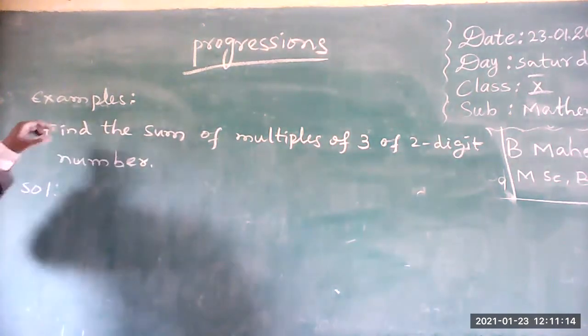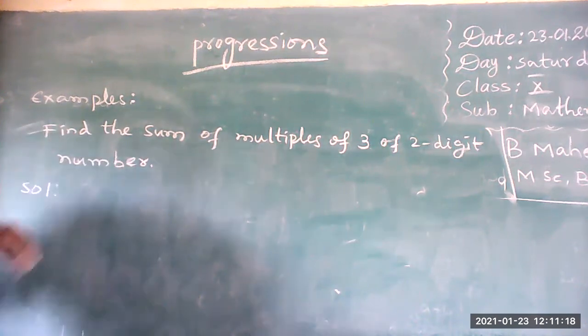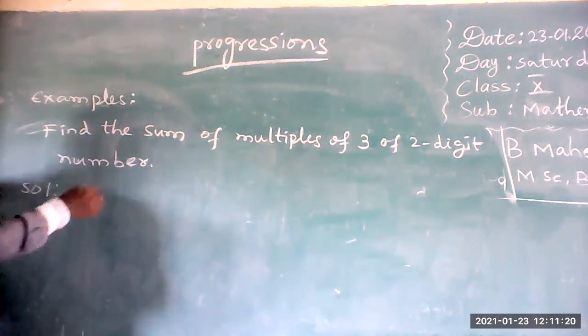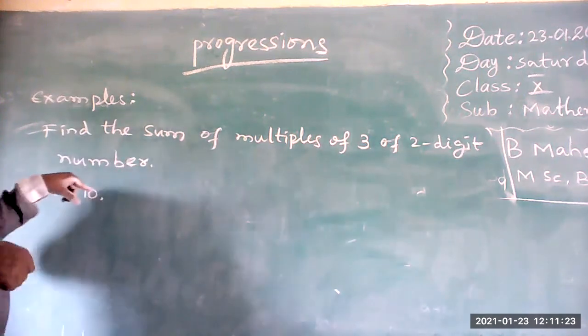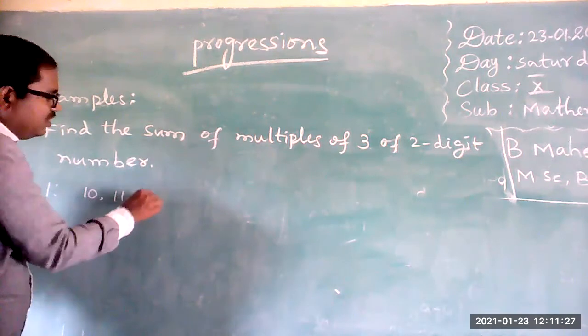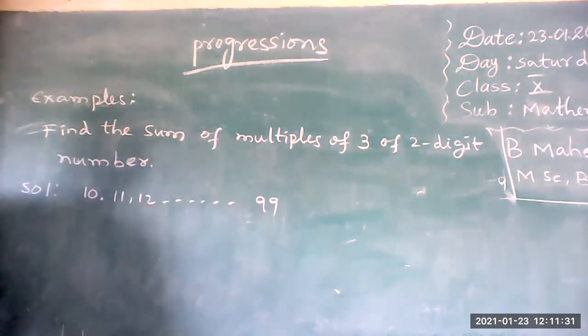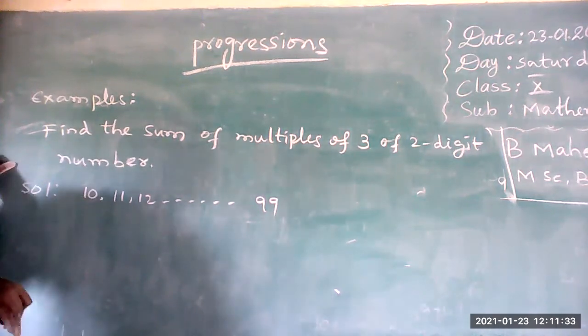So first, you know two-digit numbers. The smallest two-digit number is 10, but 10 is not a multiple of 3. So 10, 11, 12, up to 99. Between 10 and 99, the numbers are two-digit numbers.